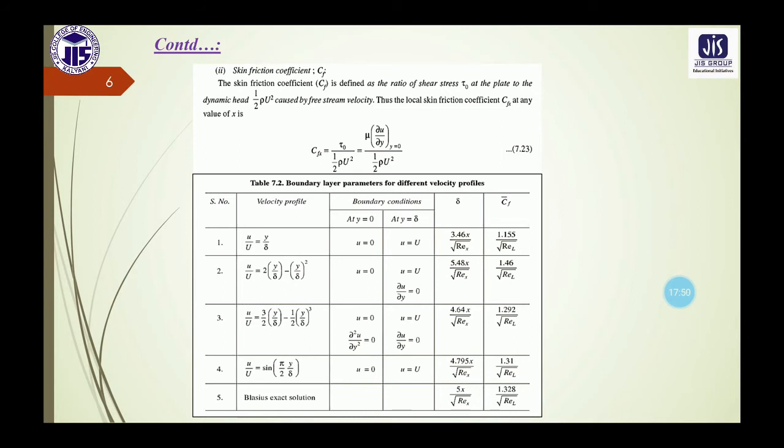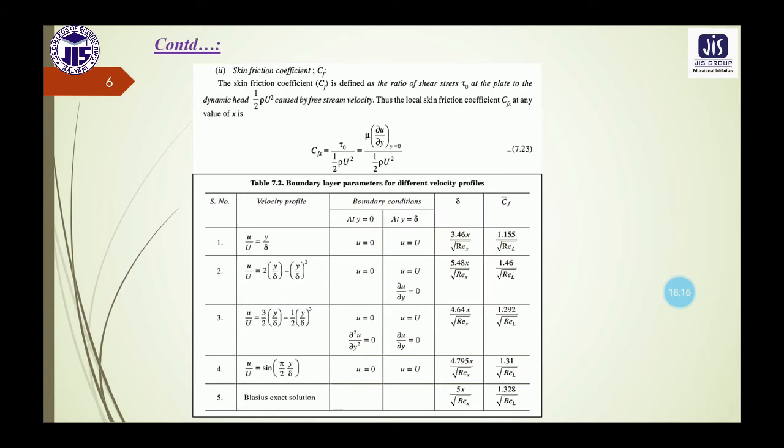So among these 5 different velocity profiles, which formula will we use to calculate the boundary layer thickness or the skin friction coefficient? Because all the velocity profiles have their own formula for their boundary layer thickness or skin friction coefficient.